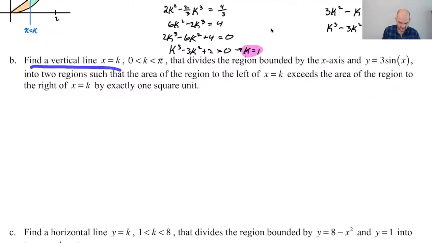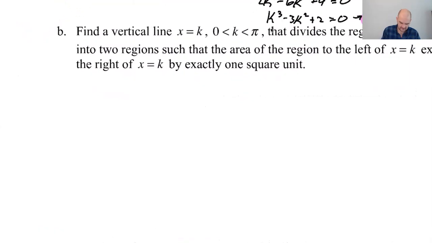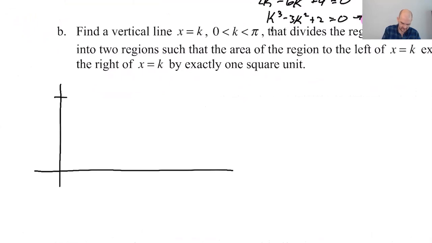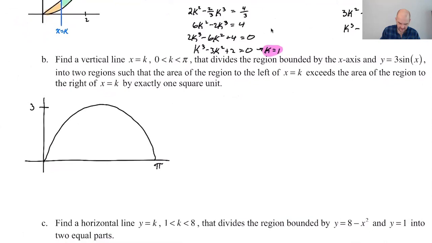So we want to find a vertical line between 0 and pi that divides the region bounded by the x-axis and y equals 3 sine of x into 2 regions. So I'm just going to graph that first. So 0 to pi, and then it goes up to 3. I don't think that 3 is really relevant here. So this is pi. How do we want to divide this?